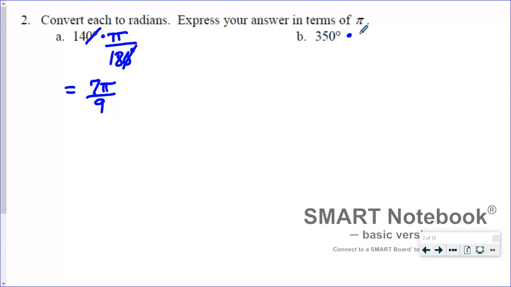Over here, same thing. We multiply this by pi over 180 degrees. So we can simplify here. 35 over 18 doesn't reduce, so this is just 35 pi over 18. And we are done.